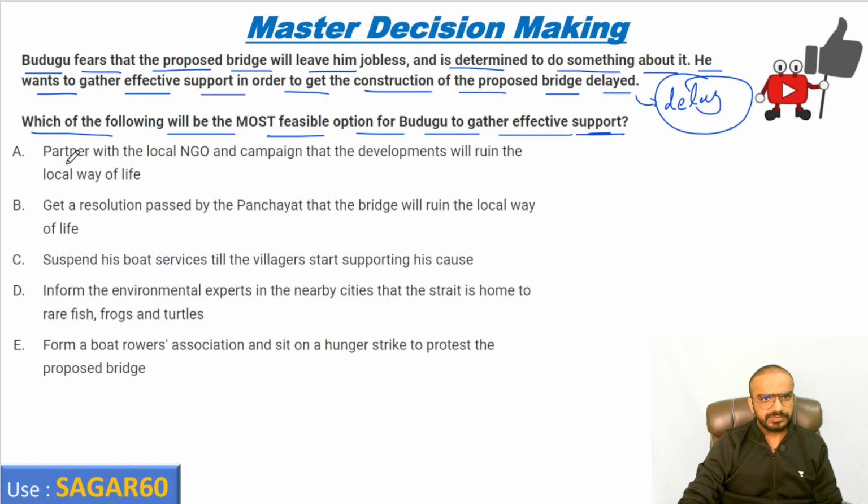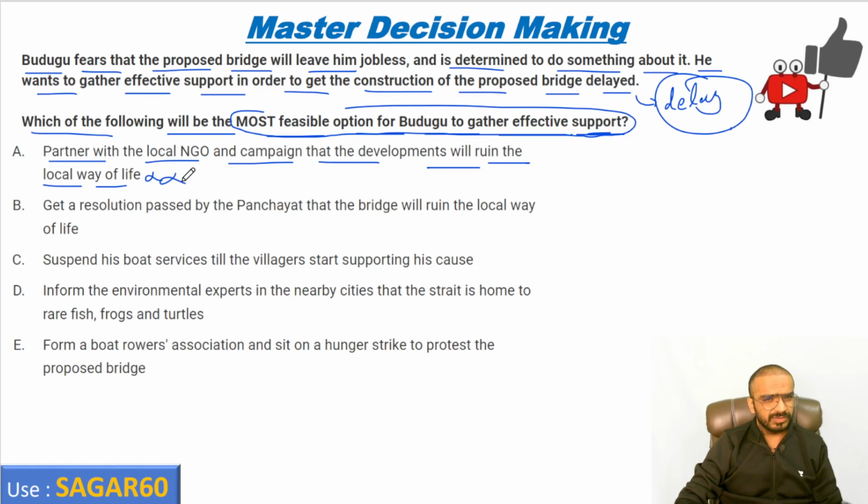Okay, partner with a local NGO and campaign that the developments will ruin the local way of life. Most feasible option for Bedugu to gather effective support? No, this is not it. Obviously the people will think that we are going to increase our income, day-to-day income will increase, tourism will come.